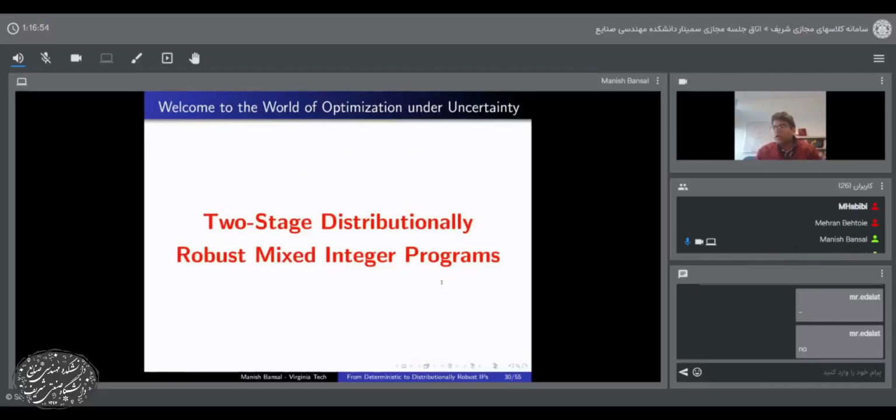Okay, so this was about the deterministic setup. Before we go into this world of uncertainty, any questions so far?